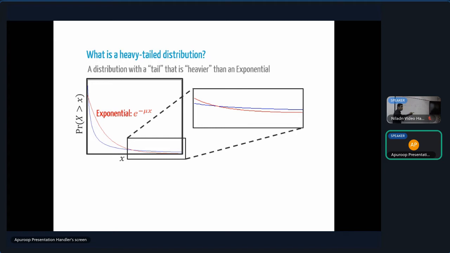Now, it's very easy to see that a Pareto is heavy-tailed. I don't need to do this. If anybody has a question, ask. Because we know that power laws are going to decay much slower than exponentials. If you divide a power law by an exponential, the ratio is actually going to go up to infinity. So it's easy to see that these things are heavy-tailed.